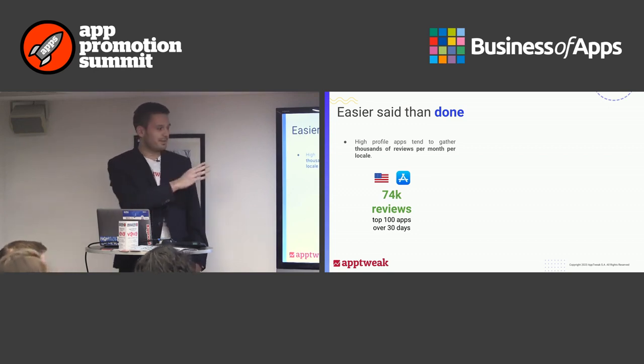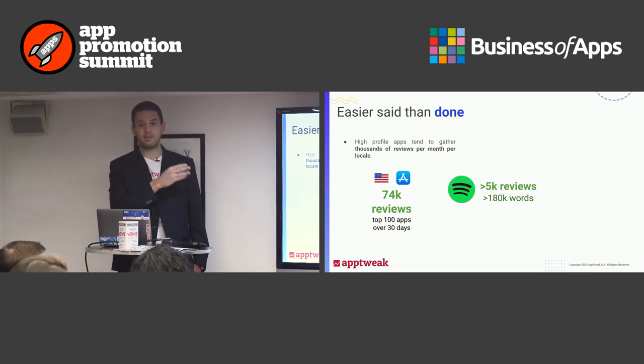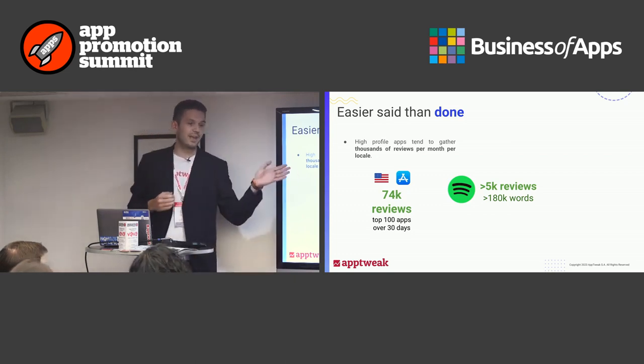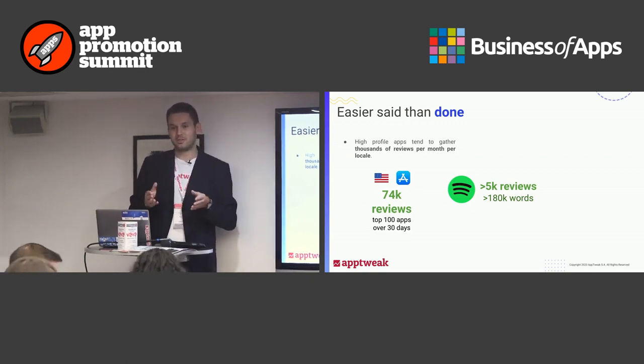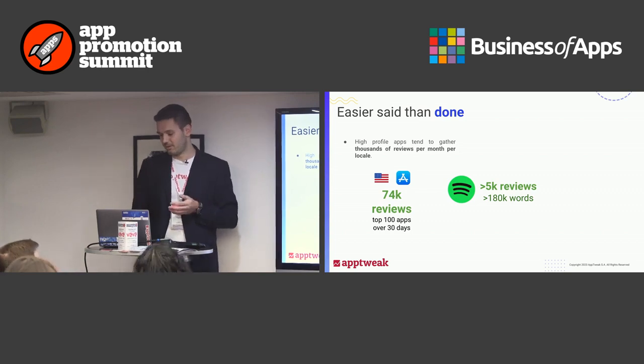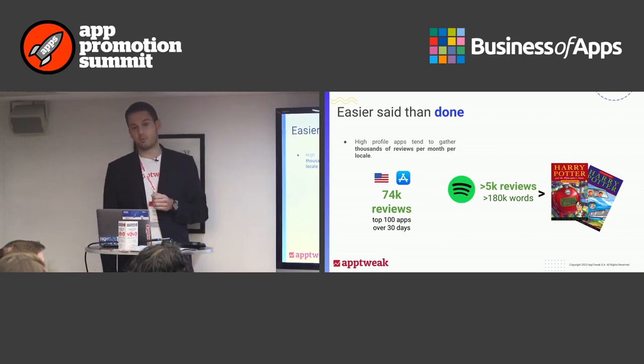But let's go a bit deeper into this number, and let's talk about Spotify. Spotify is the app in the last 30 days in the US that gathered the most reviews. They got 5,000 reviews, but that's still 180,000 words. If you want to put that into perspective, I think since we're here, we don't have a better way to put things into perspective than using Harry Potter. 180,000 words is more than the first 2 Harry Potter books and some. So this really means that every month you get books and books worth of reviews.